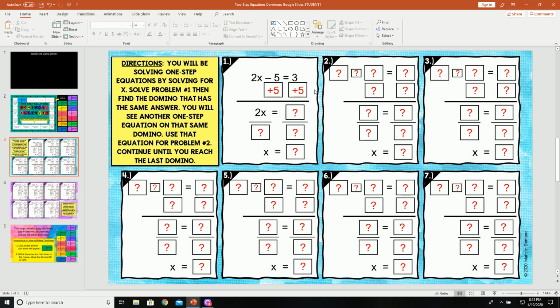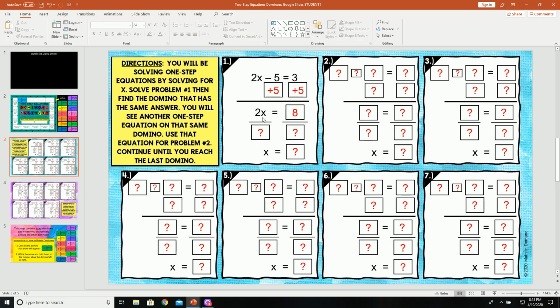Please remember that you need to balance your equations. Whatever I do on one side of the equation, I need to do on the other side of the equation. This will cancel negative 5 and positive 5. I bring down the 2x equals 3 plus 5, which will give me 8.